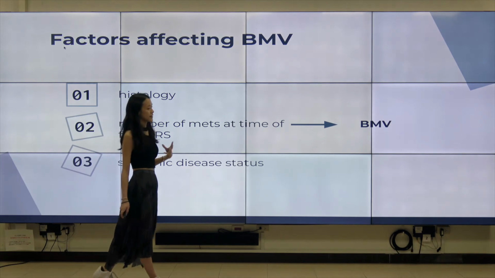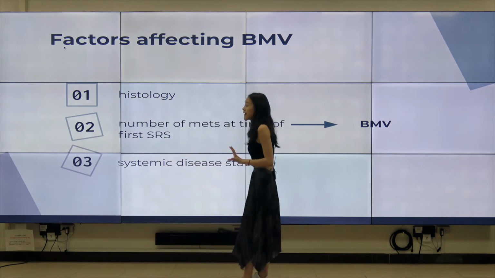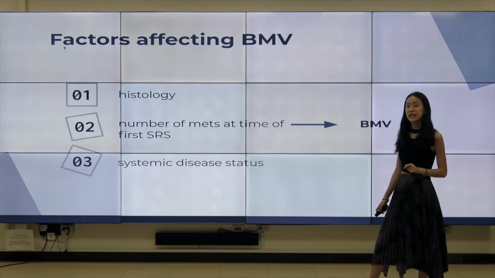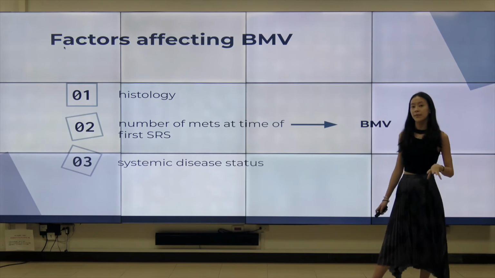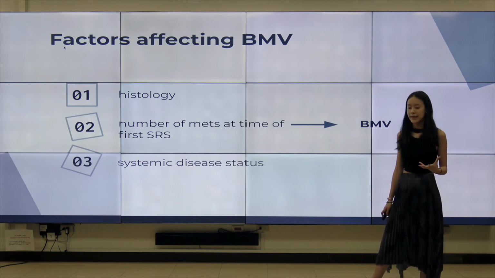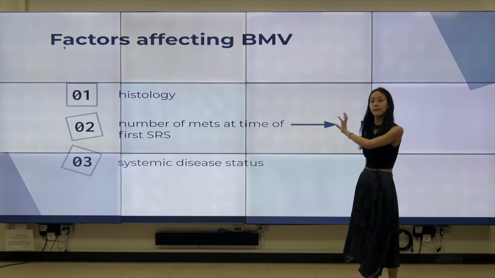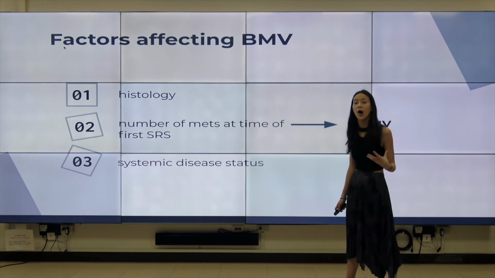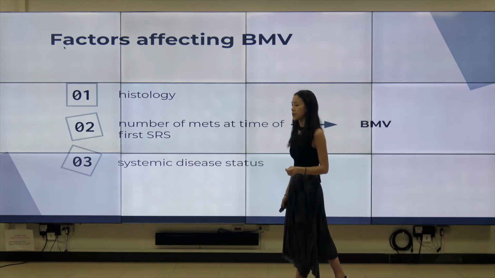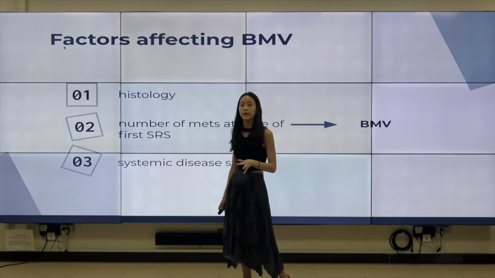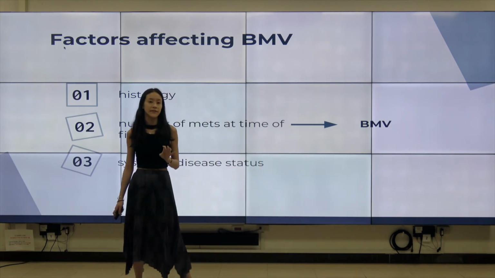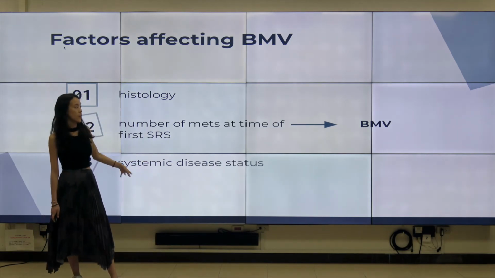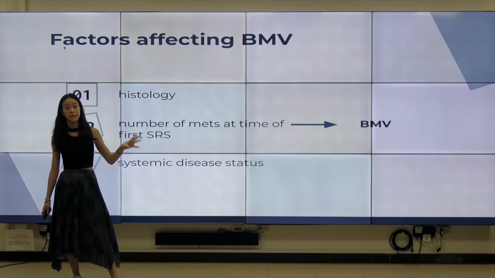One thing that I'd like to note is that there are many factors that affect BMV in general. The very first one is histology. The second one is the number of METs at the time of the first SRS. For example, let's say that at the time of SRS, there wasn't just that one blob that we saw previously. There were multiple. In that case, it's very possible that there would be more METs growing than for a patient who only had one MET at the very beginning of the SRS. And the third one is the systemic disease status. All of these factors can affect BMV.